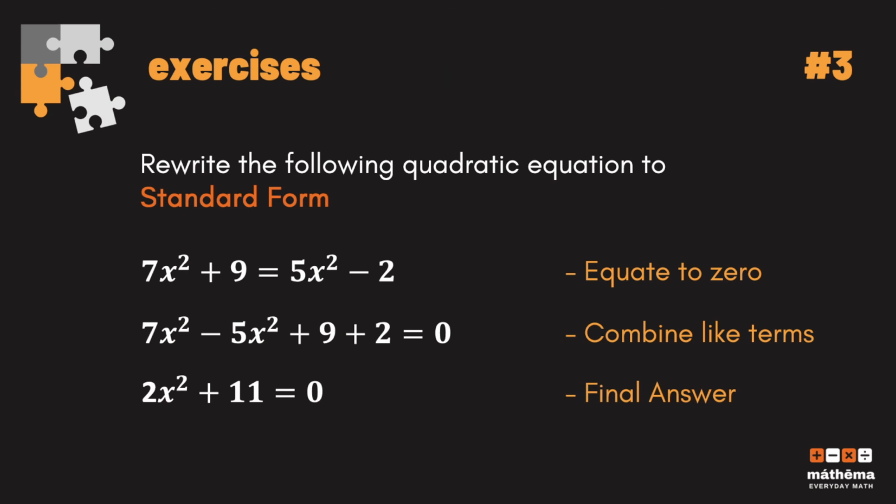If we're going to look at our final answer, we only have 2 terms. We have 2x squared plus 11, the constant. We don't have the bx. Now remember earlier I said that b and c can be 0. So this is an example of a quadratic equation where b is equal to 0. I hope that is clear.